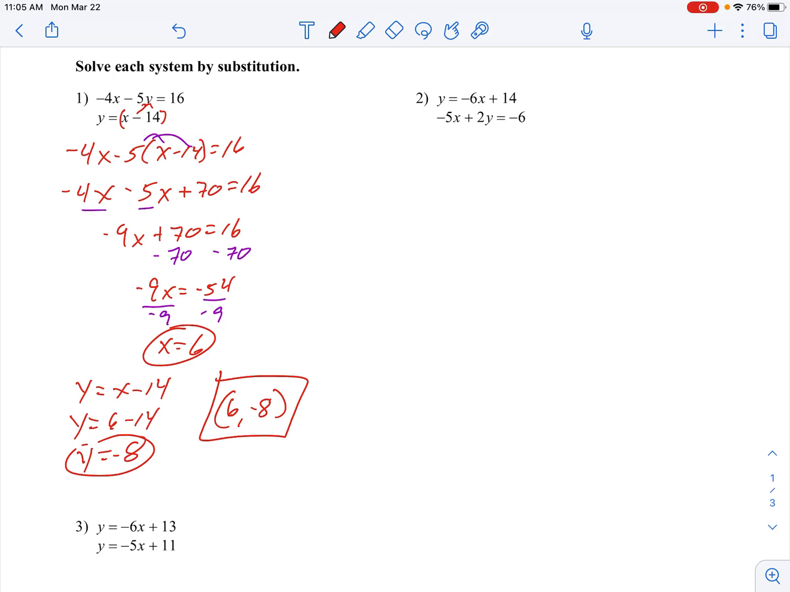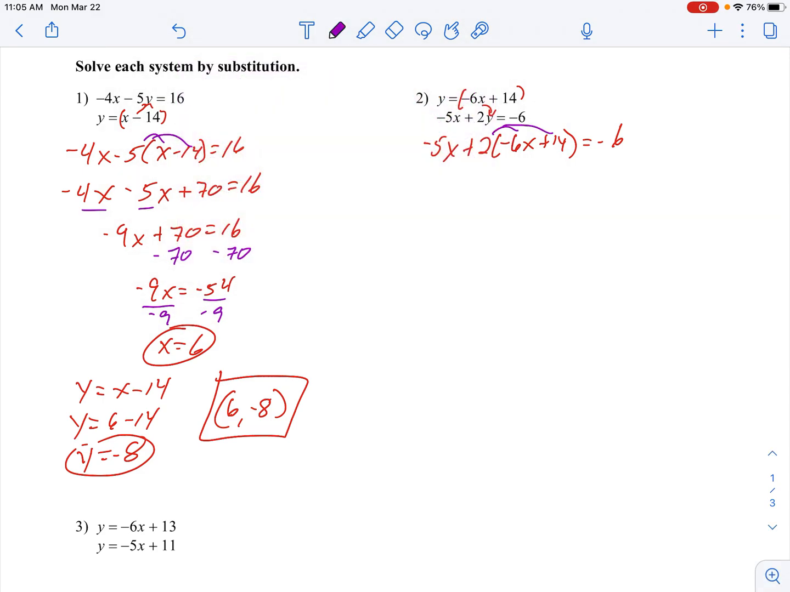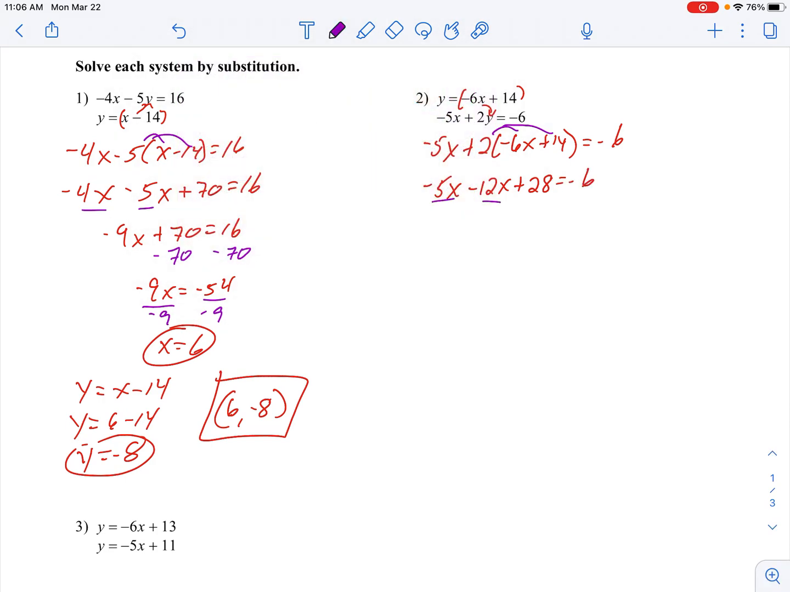On number 2, we're going to do the same thing. Now the top equation has got the y by itself, so I'm going to go ahead and substitute that into the other equation. And by doing that, two equations become one, and I solve it out like we've been doing. I'm going to distribute. That -5x is going to drop on down. That gives me 12x minus 12x plus 28. Combine like terms. Watch your arithmetic.